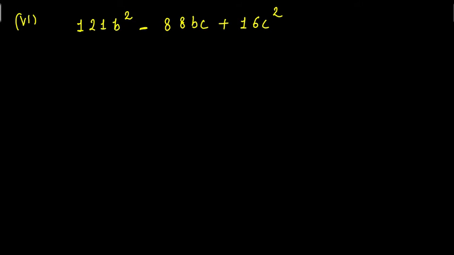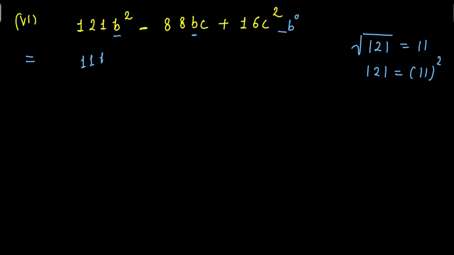Again, very interesting. It is a quadratic equation of b, because the power of b here is 2, power of b here is 1, and power of b here is 0. You can assume b raised to the power 0 is 1. Right? Now again we will make use of the same procedure. 121. The square root of 121 is how much? 11. It means I can write 121 as 11 square and b inside the bracket, (11b) whole square. Now here it is a minus sign, which I am copying as it is. This plus sign and 16c square I can write as (4c) whole square.